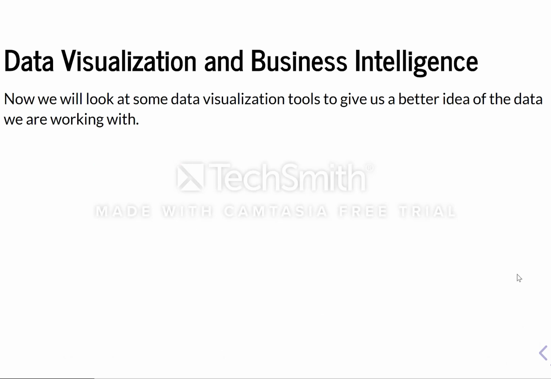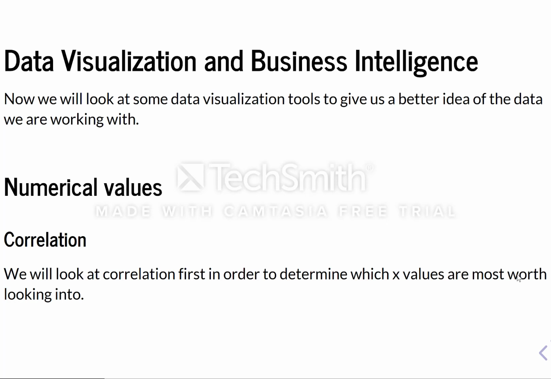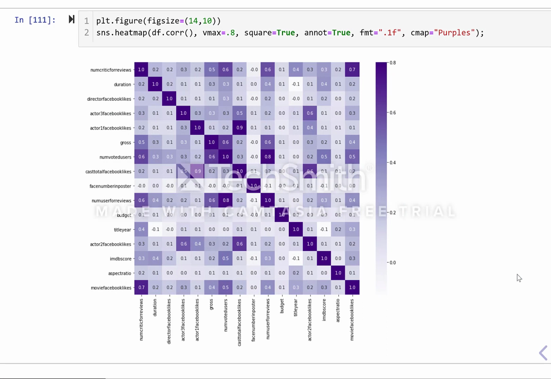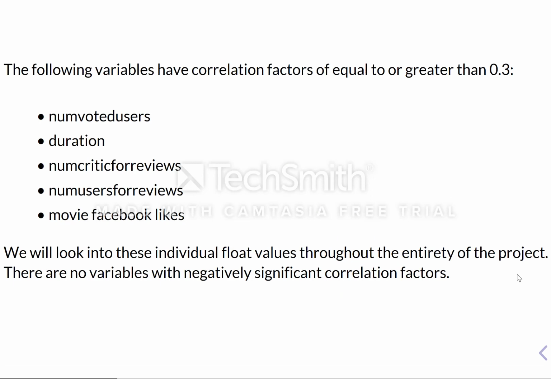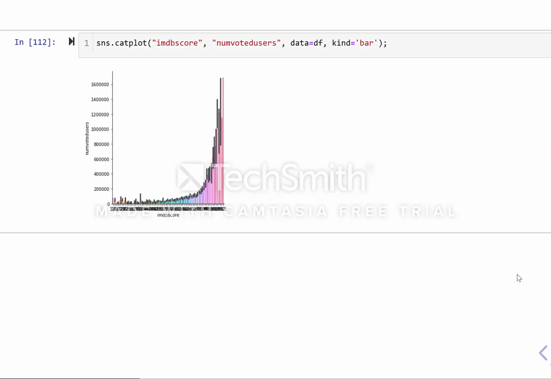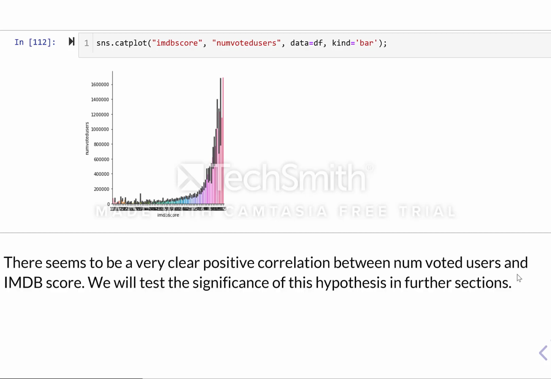Now some visualization and business intelligence, starting with the numerical values and correlation. So here's a correlation matrix. We're comparing all of these different X variables with IMDb score. The highest correlation value is with num-voted users. These are the top 5. We look at these throughout the entirety of the project, but I will show you the correlation between num-voted users and IMDb score. It's very clearly positive, looks statistically significant, but we can test that later. So that's probably going to be very influential.